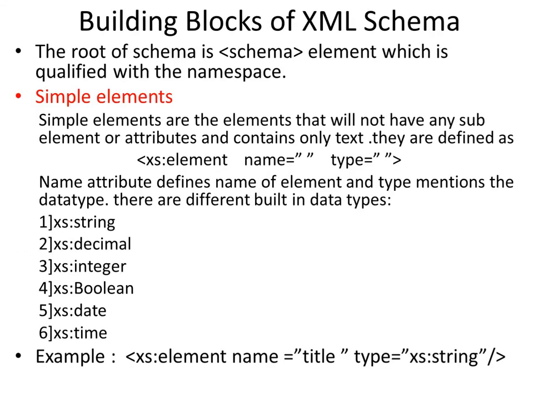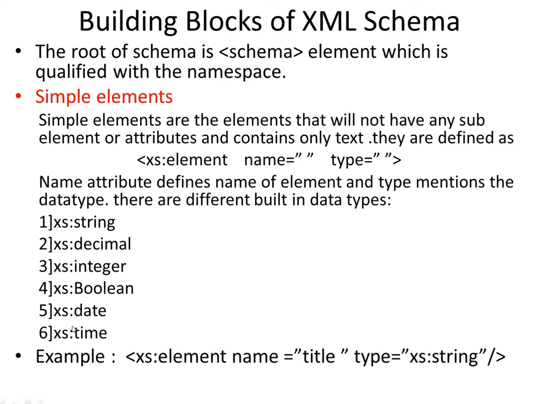Now, what are the building blocks of the XML schema? The root of the schema is the schema element, which is always qualified with the namespace. Besides this, it includes simple elements, complex elements, and some attributes. So what is a simple element? Simple elements are elements that will not have sub-elements or attributes and generally contain text values. They can be defined with the syntax xs:element. Then the name attribute gives the name for that element, and the type attribute defines the data type for that element.